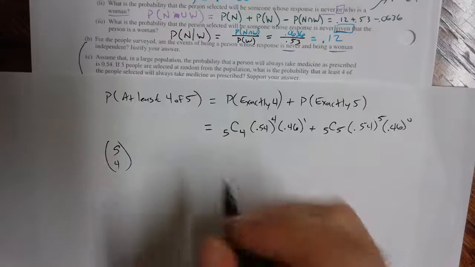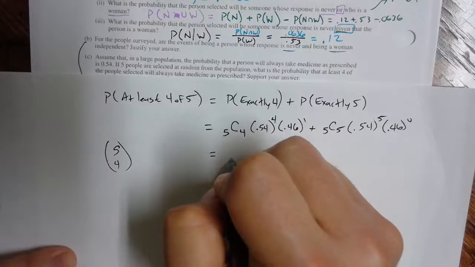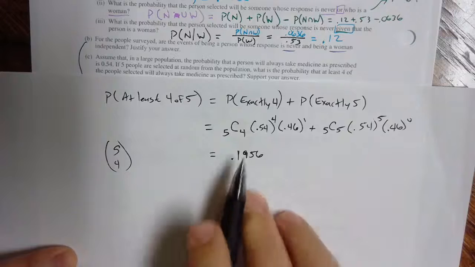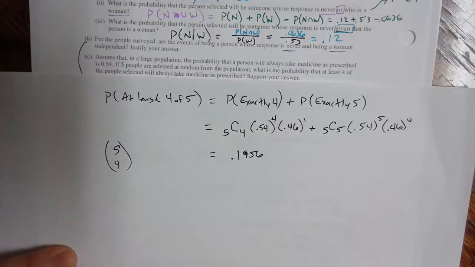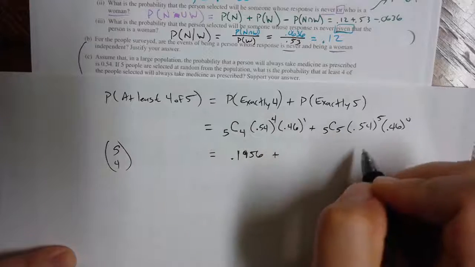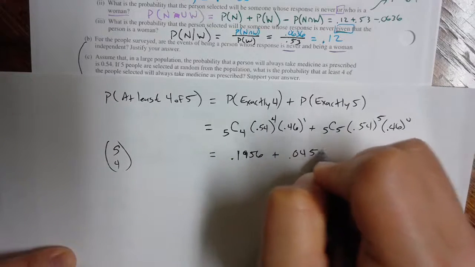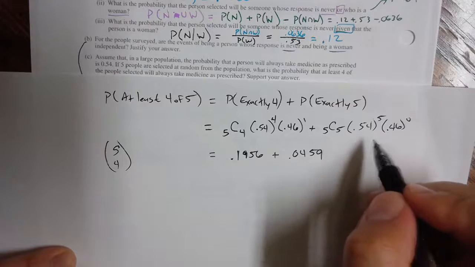Then we can type all of this in. I've already typed it in. It's 0.1956 is the probability, to the 4th decimal anyway, for exactly 4 people. And then this one was 0.0459 for the probability that exactly 5 people out of the 5 all take their medication as prescribed.